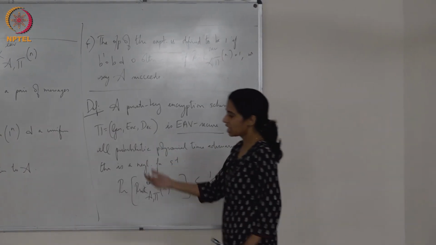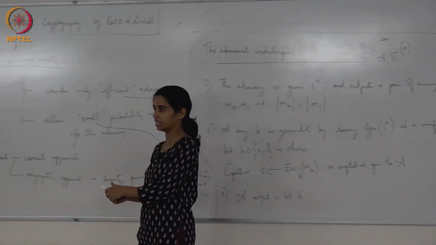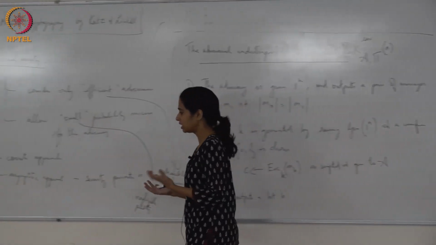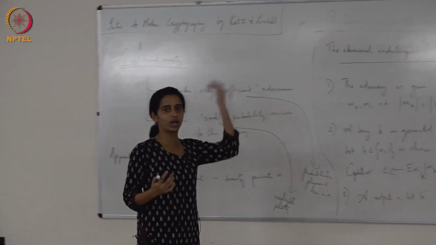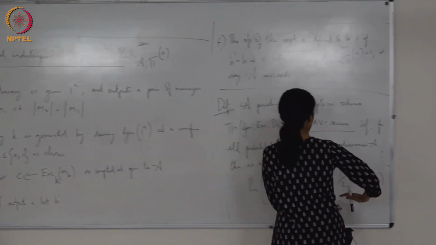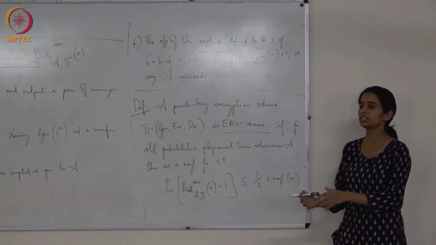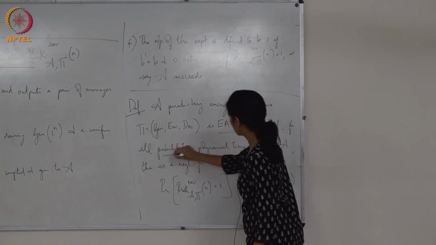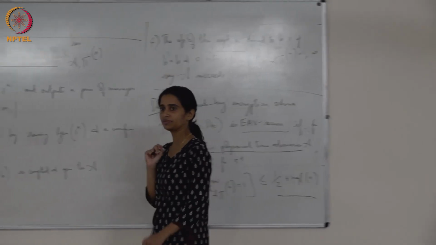For instance, I mentioned 2 to the minus n is a negligible function in n. If you consider n to be 128, 2 to the minus 128 is a really small number. You might be hit by lightning twice before you hit that probability of success. So it is a reasonable relaxation for us to consider. This is how we will define things in the computational security notion: we are considering efficient adversaries and allowing that efficient adversary some small probability of success.